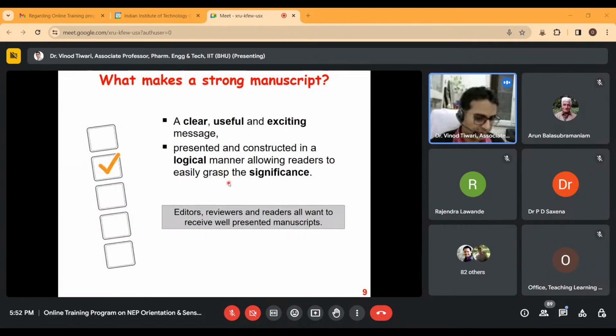I always tell my students when they start writing the first draft of their manuscript, writing a good manuscript is not an easy task. You need to understand what are the different components of the manuscript and what are their significance. We will talk about that in the coming part of my slides.